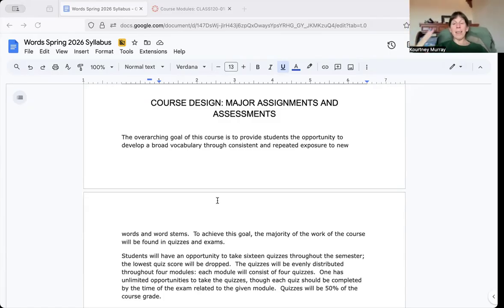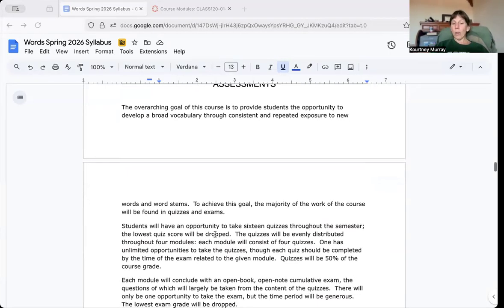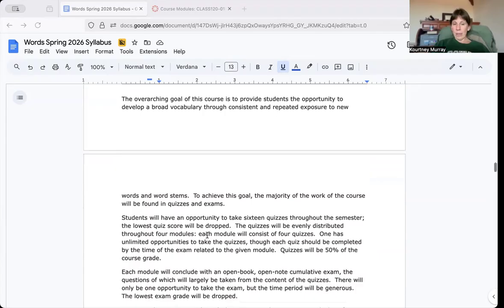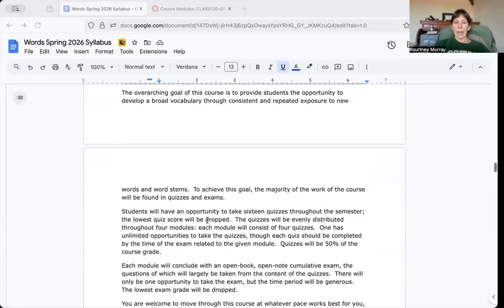So though it's a lot, by the end of the semester, you will be incredibly good at them because you'll have done so many of them. And also, you will have your lowest score dropped. So if you miss one, it won't count against you. If you do terribly on one and never want to do it again, it won't count against you. So 16 quizzes, the lowest score will be dropped.